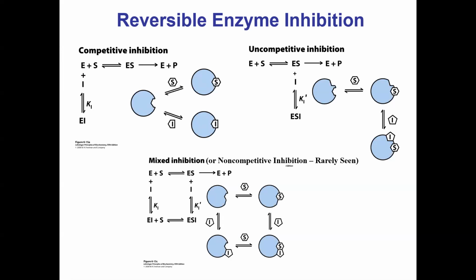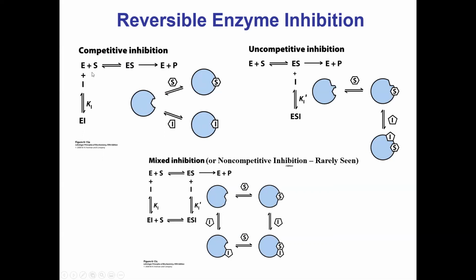It's reversible again because it's binding by those 4 non-covalent interactions. So 3 types of inhibitions are known. Competitive inhibition. A competitive inhibition, they're showing you enzyme substrate binding to Michaelis complex going to E plus P.